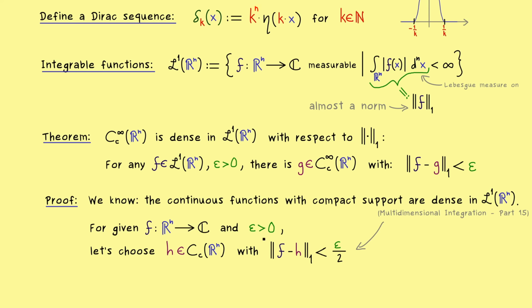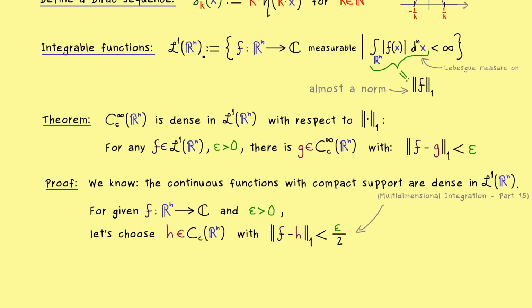And for the next step, we have a simple idea. We just make this function h smooth. We make it C infinity, and then we still want to have something like that. And we do that by using the delta k functions from above. And it works by just using the convolution.